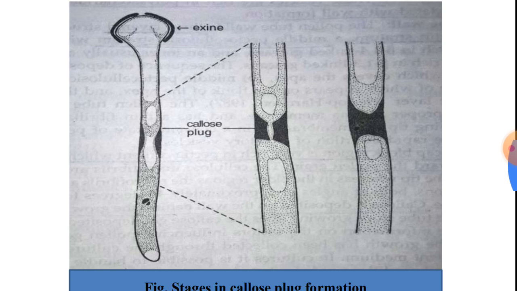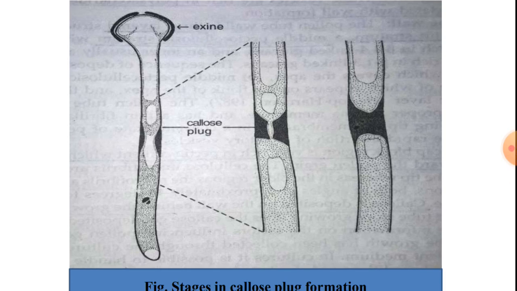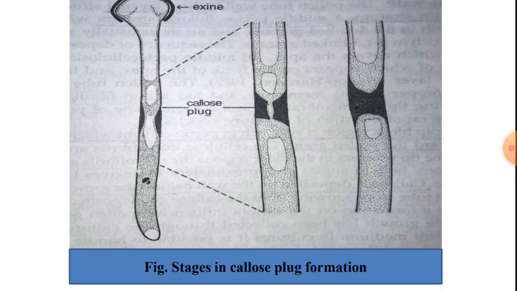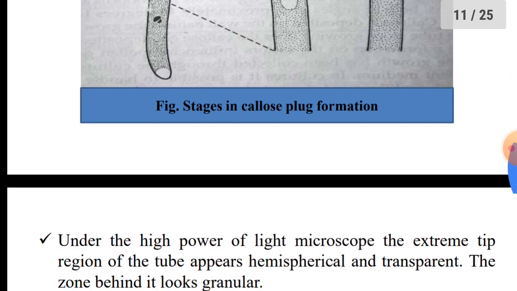This figure is showing the callose plug formation in the pollen tube. These are the stages of the callose plug formation. From left to right, the callose plugs are initiating in the inner wall, growing towards the center, and finally in the last figure, on the right side, the callose plug is fully formed and the pollen tube is subdivided into compartments.